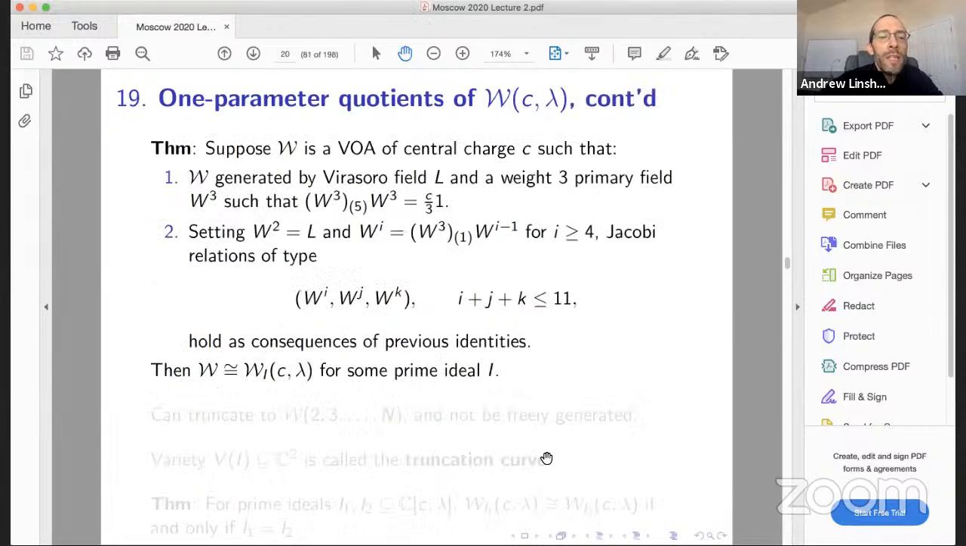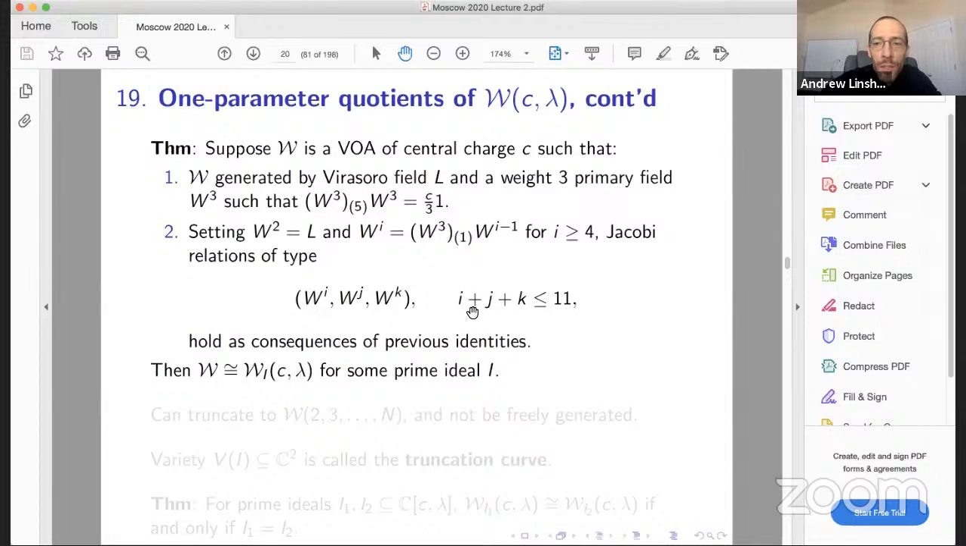Okay, so let me state some kind of classification result. Let's say that I have some VOA W of central charge C, which is generated by the Virasoro field and a weight 3 primary field. I can normalize it in this way. And when I write down these descendant fields, and I check the Jacobi identities Wi, Wj, Wk, where the sum of these weights is less than or equal to 11, if just this subset of Jacobi identities holds as consequences of previous identities, meaning that this VOA has the same OPE algebra as the universal one, maybe after specializing along an ideal, then this VOA will be some one-parameter quotient, as I've written down.